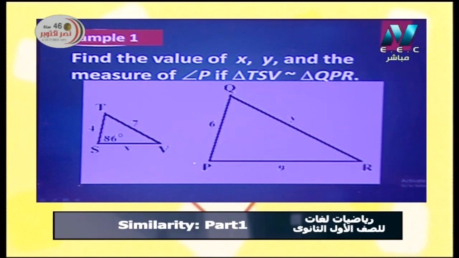Let's move to this example also. Find the value of x, y, and the measure of the angle P if triangle TSV is similar to triangle QPR. Now the difference in this question is that he gave me that the two triangles are similar already. Triangle TSV is similar to triangle QPR, and we have angle S equals 86 degrees. The length of TS equals 4, SV equals X, QP equals 6, PR equals 9, and we have Y, which is unknown also.